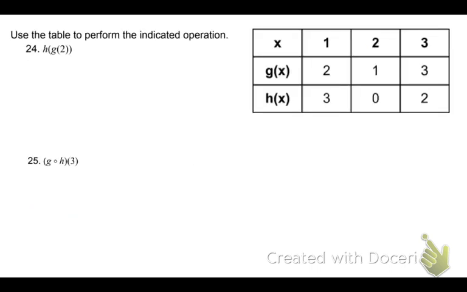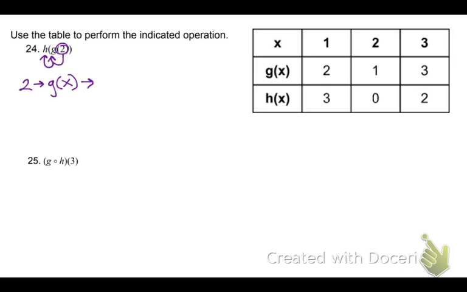All right, number 24 and 25. We're going to do number 24 together, and I want you guys to do number 25 on your own. So for number 24, this is a composition, coming back to that function machine from earlier. This means to take 2, substitute it into g, get an answer for g, and substitute it into h. So we're going to take 2, substitute it into g of x. And we're going to get an answer from that.